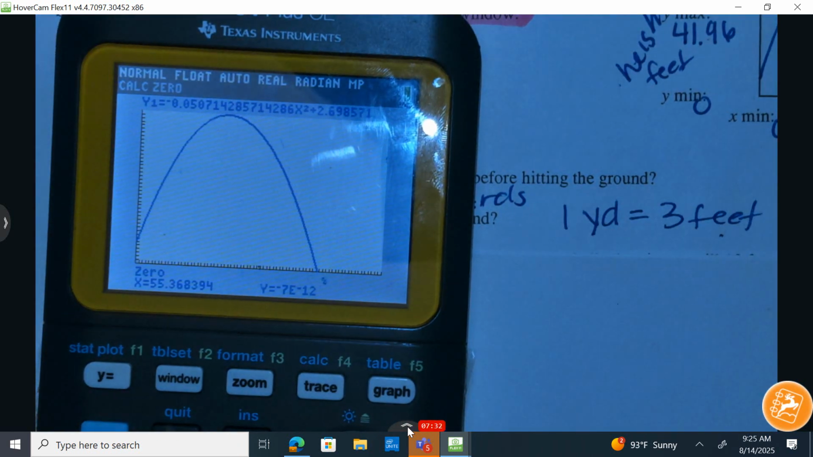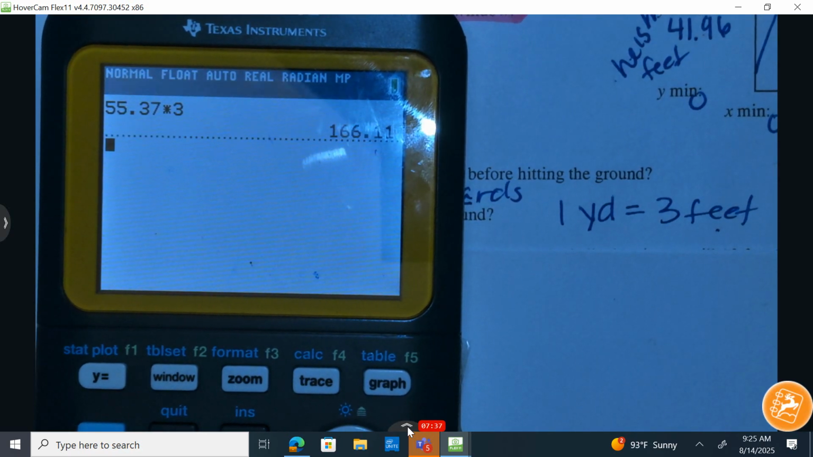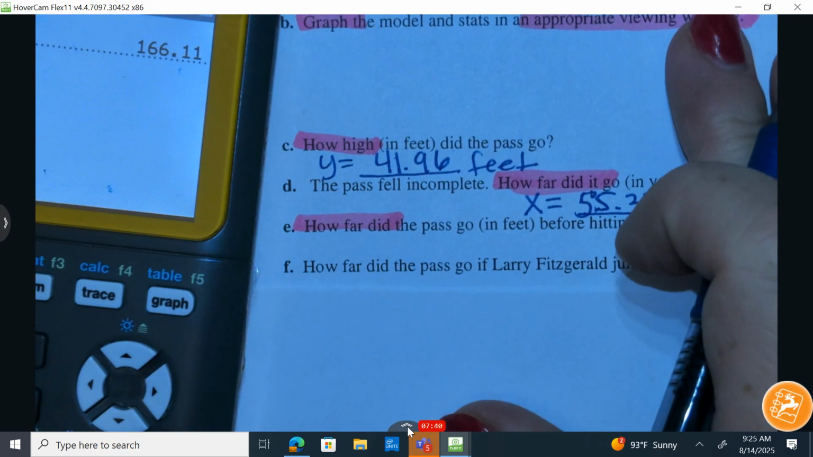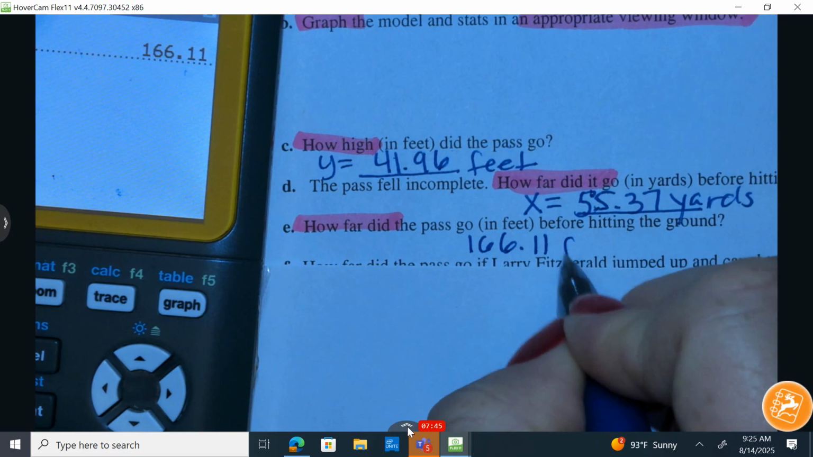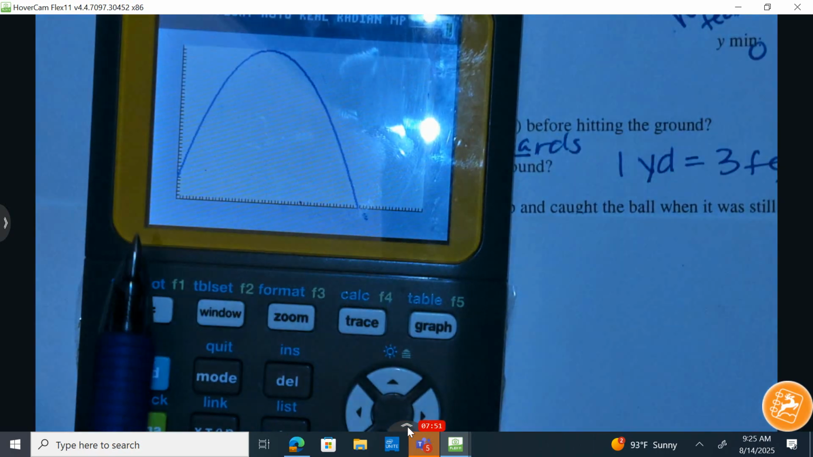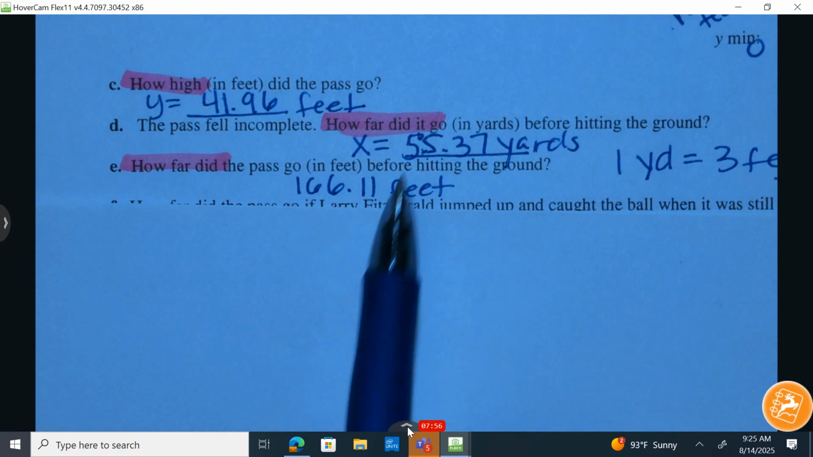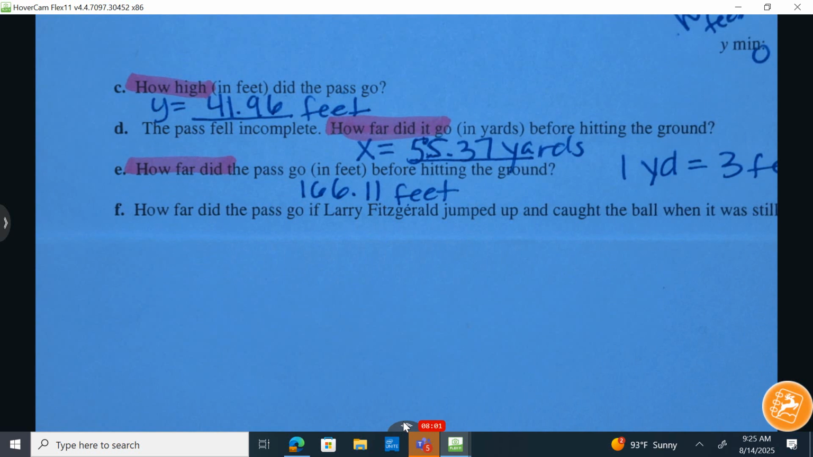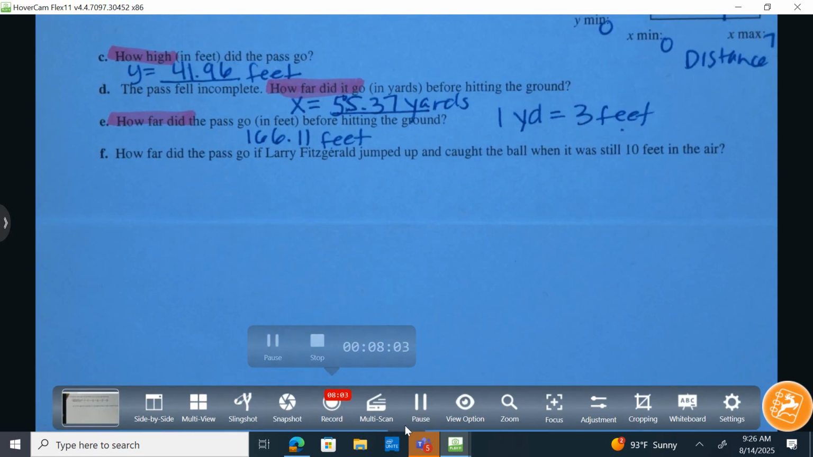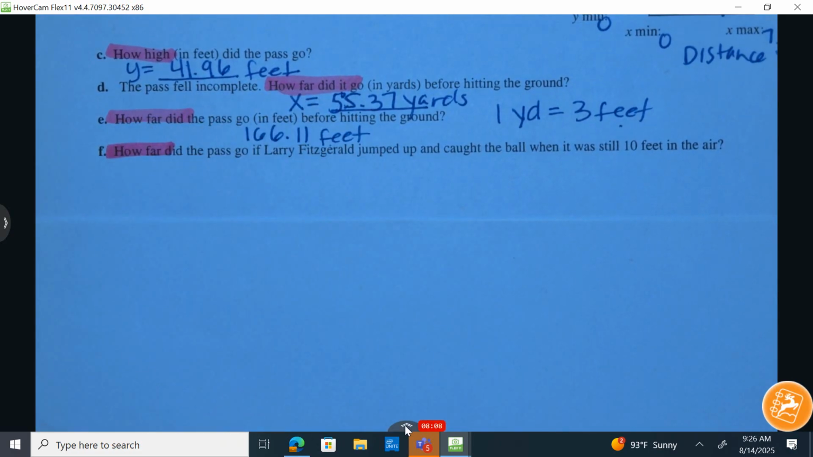Every single one of these yards is 3 feet, plus we have this remainder. Please grab your calculator. I'm taking 55.37 times 3. So the correct answer for part E would be 166.11 feet. These are equivalent distances along the ground in measuring how far did the ball go before it hits the ground if nobody catches it. One is measured in yards, and one is equivalent but in feet. How far? Please go ahead and underline or highlight that.